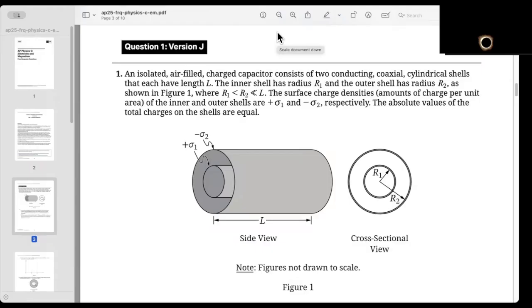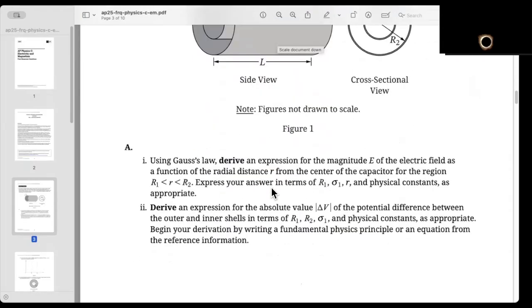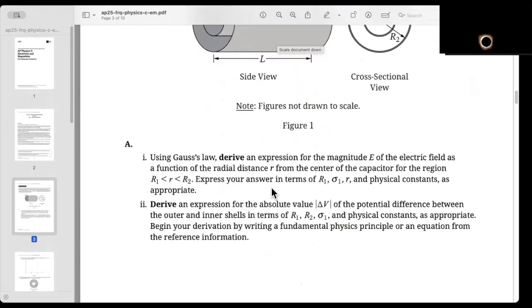So, question one. You have an isolated air-filled capacitor. It's basically a cylindrical capacitor. And both of the radii are much smaller than the length, so basically we can treat this as an infinitely long cylinder and ignore edge effects. Equal absolute value of charges, which makes sense. And you have to derive the electric field in between the capacitors. That's easy. All right, looks like they're finally giving us some calculus. Let's go ahead and take it.